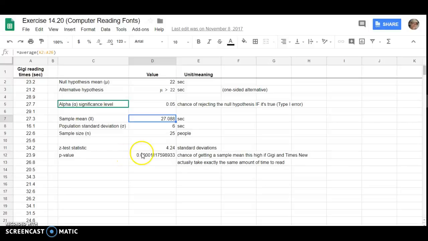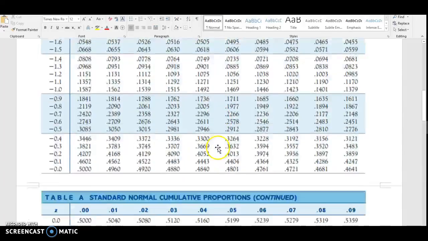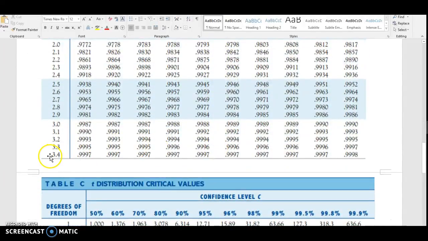And then to get the p-value, you need to look up this 4.24 on table A, and what you would notice is table A only goes up to 3.49. But we can see a pattern here. Notice as we get higher and higher z-scores, notice what's happening to the portion of the graph that's to the left of us. You can see it's slowly going up higher and higher, and this trend would continue. So as you get up towards 4, this is going to be 0.9999.